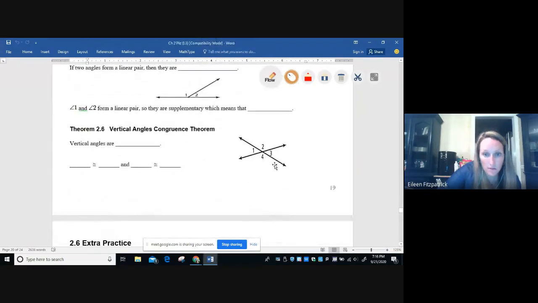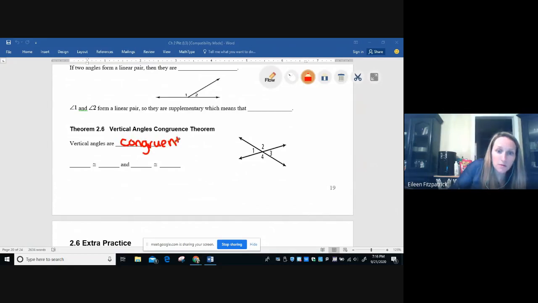Next is the vertical angle theorem. This is a big one as well. This one pops up in a lot of proofs. Vertical angles are congruent. Remember we talked about vertical angles, opposite V's. So angle 1 and angle 3 are opposite V's. They're congruent. Angle 4 and angle 2 are congruent because they are opposite V's. So angle 1 is congruent to angle 3, and angle 2 is congruent to angle 4.